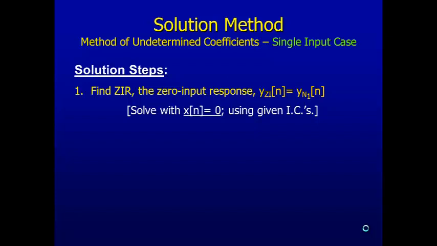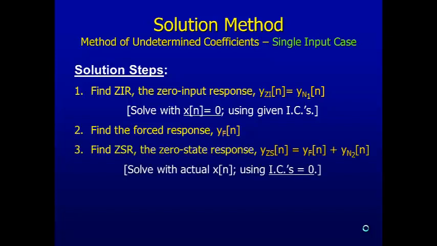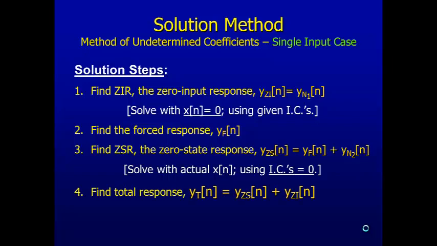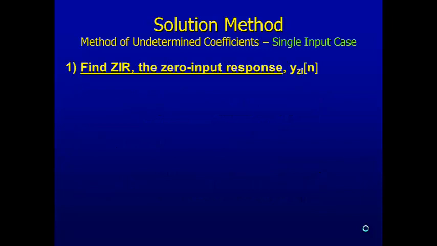I want the zero input response. Zero input response. Response of the system to zero input. Then I'm going to find the forced response. And then we're going to find the zero state response. Then we're going to generalize the zero state response and add it to the zero input response and find the total response. That's the method.